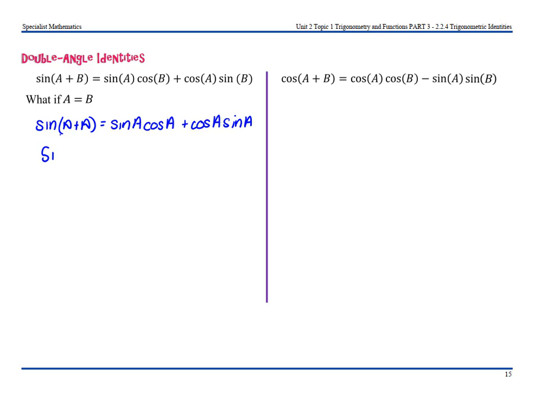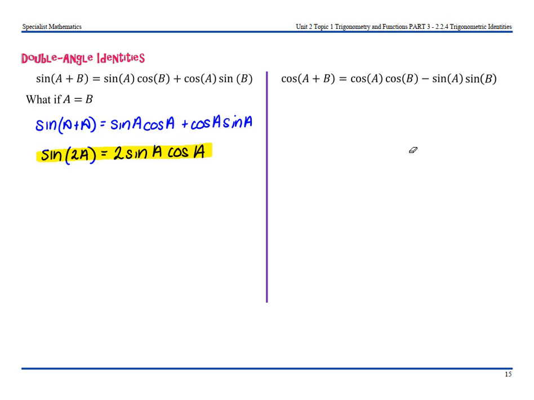So sine of 2A is equal to 2 sine A cos A. You will find that on your formula sheet.